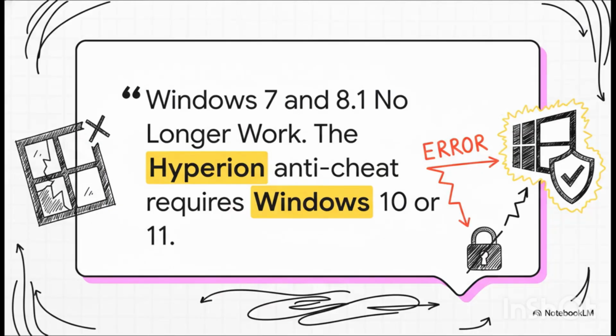Now this is a huge one, and it's not a suggestion, it's a hard rule. If you are still running Windows 7 or 8.1, you are going to get connection errors. Period. Roblox's anti-cheat system Hyperion needs security features that are only in Windows 10 and 11. There is no fix, no workaround for this. You have to upgrade your operating system to play.